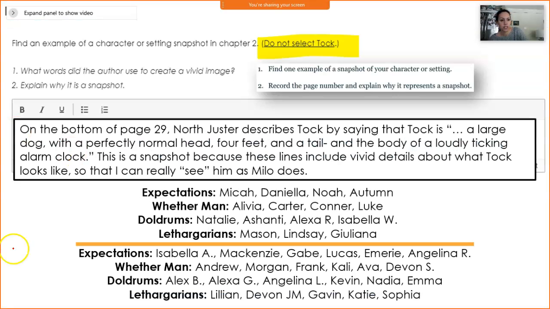So, here's what we are going to do. I am going to pause my video here. If you are following on this video, you are doing your character or setting here. Everyone else, we're going to do breakout.